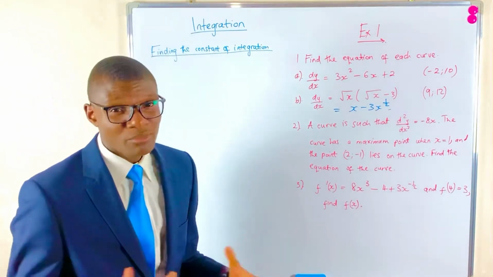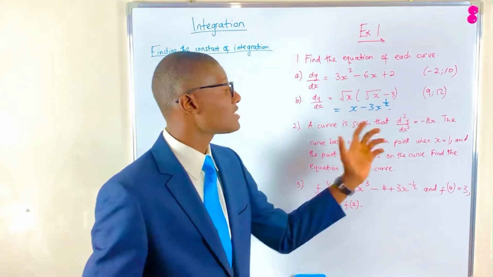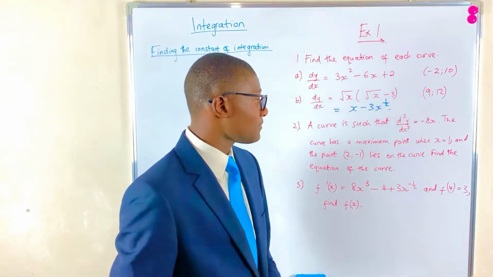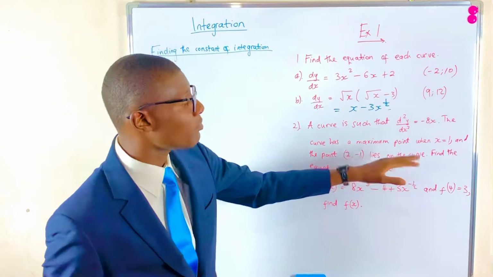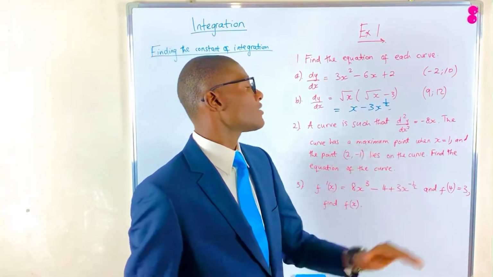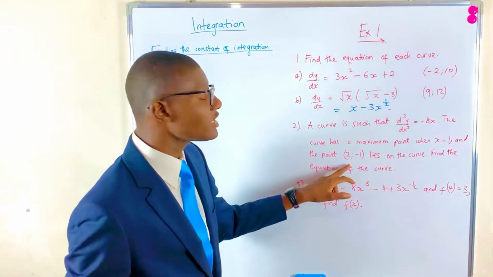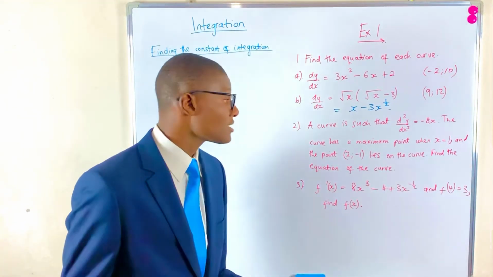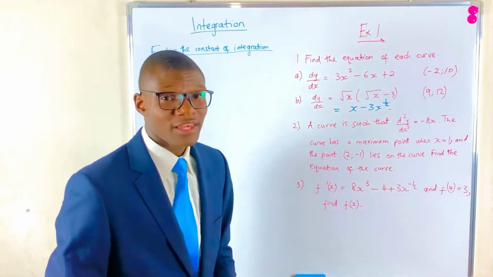squared is equal to minus 8x. In other words, the second derivative is equal to minus 8x. And then the curve has a maximum point at x is equal to 1. And the point (2, -1) lies on the curve. Now the question is, find the equation of the curve.